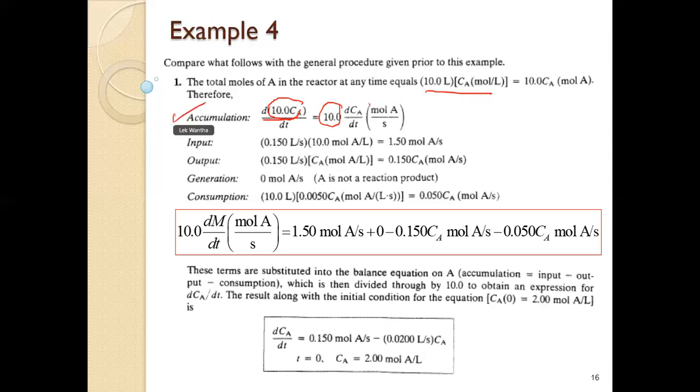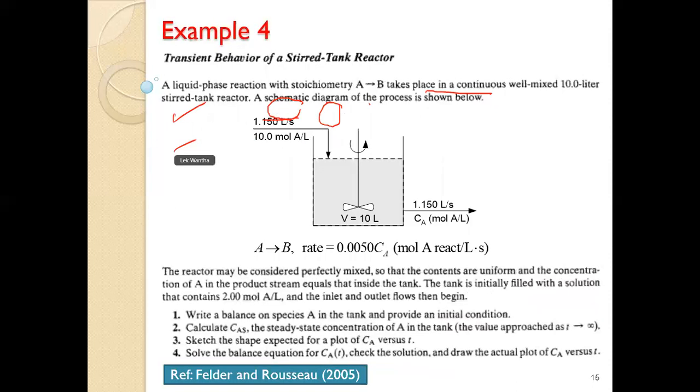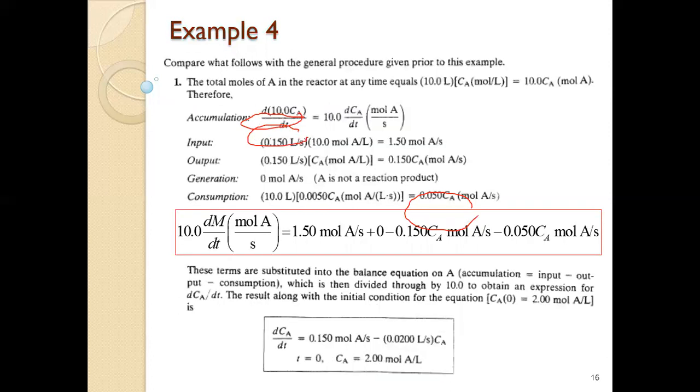This is the accumulation. Then the input equals the volumetric flow rate multiplied by the concentration of input. Liters per second multiplied by moles A per liter gives moles A per second. This is the input. The output is 0.15 liters per second multiplied by CA, which gives moles A per second. So you know the input and the output.